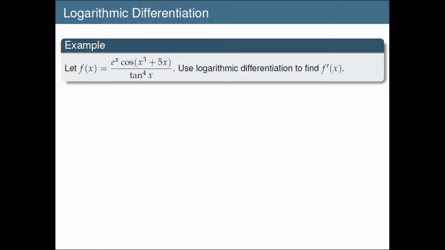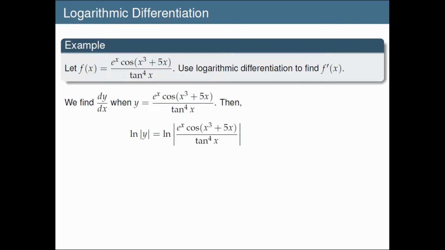Another example. Let f of x equals e to the x times cosine x cubed plus 5x all over tangent to the fourth x. Use logarithmic differentiation to find f prime of x. Yung f prime siya yung derivative ng f. So we find dy over dx when y equals this expression. So using logarithmic differentiation, first we get the ln of the absolute value of each side of this equation. So we get this.